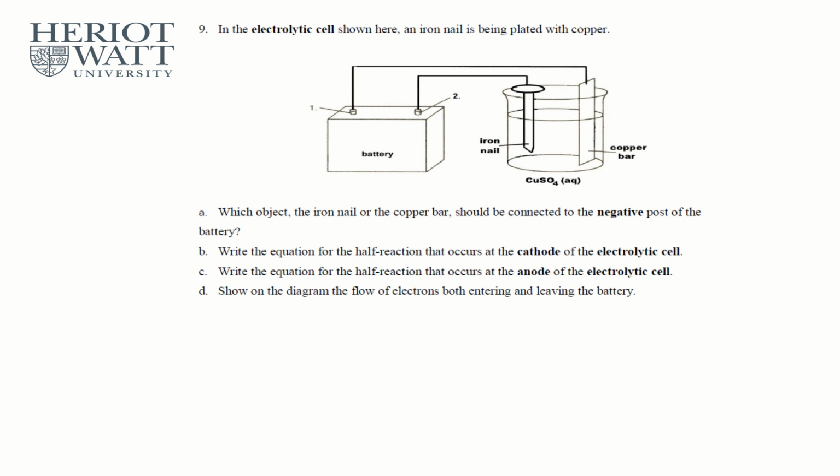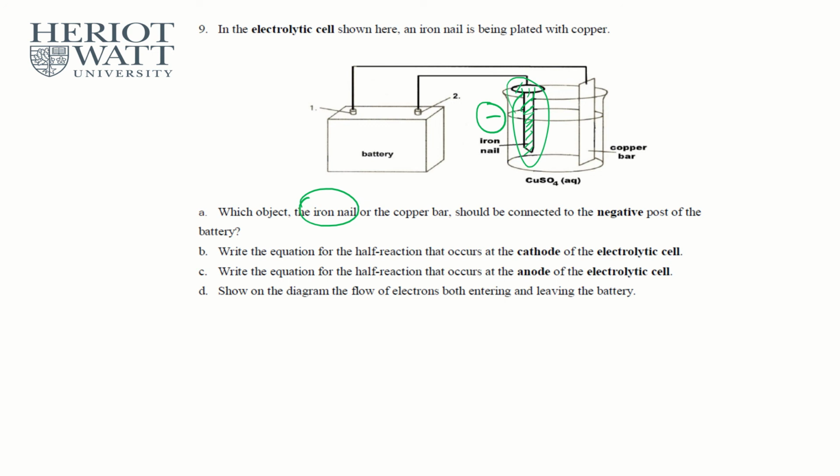Now, in the electrolytic cell shown here, an iron nail is being plated with copper. So the iron nail is going to be plated using copper as a surface. So which object, the iron nail or the copper bar, should be connected to the negative? Now, since this is going to be plated with copper, this has to be negatively charged. Otherwise, how to attract copper 2+ ions, right? So it has to be negative. So the answer here is the iron nail is negative to attract copper 2+ ions so that it can deposit and form a layer of copper.